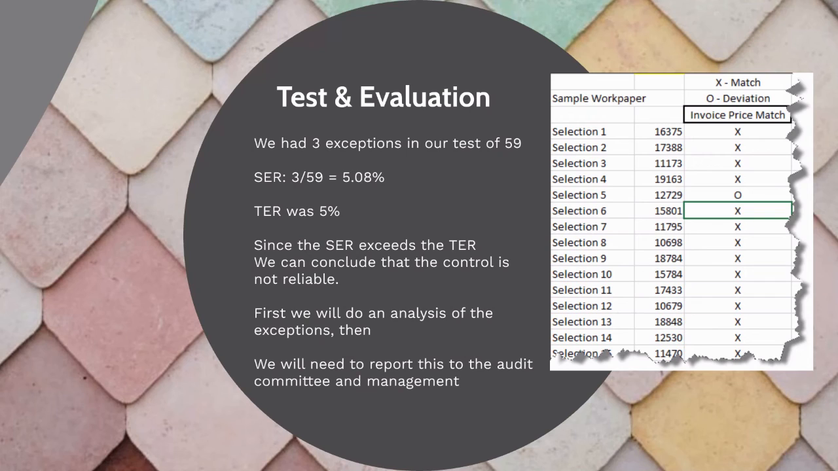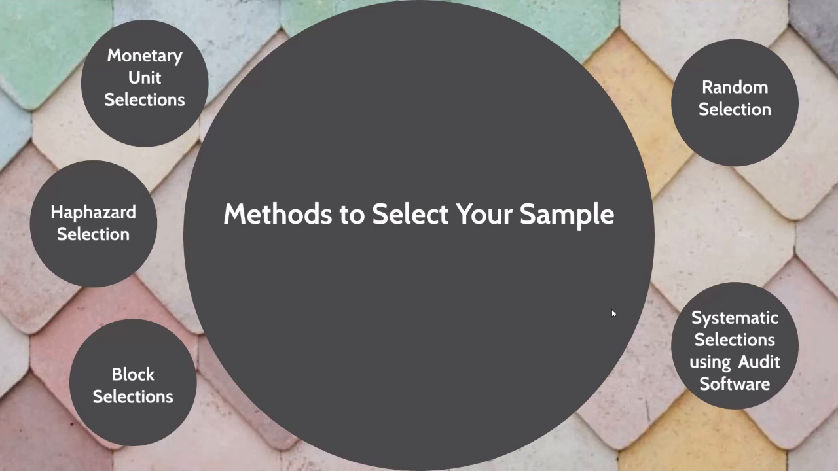So what we wound up having was an SER of 5%, and our TER, tolerable error, was 5%, so it's a little higher than that. Since the SER exceeds the TER, we can conclude that this control is not reliable. But we may actually do a couple more samples to try to reduce that SER down below the TER. First, we will do analysis of the exceptions, and then we will need to report to the Audit Management and Committee since we have deemed this as a not reliable control. So that was our discussion on methods to select your sample.